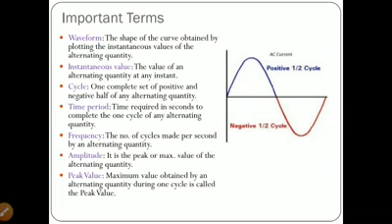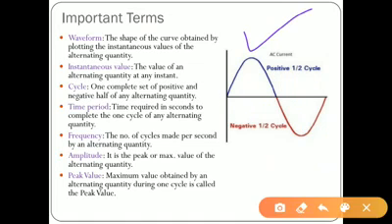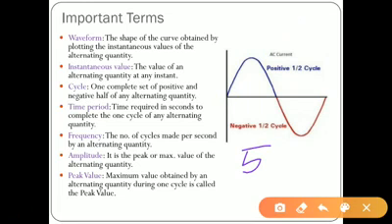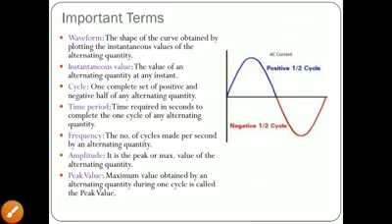Next one is frequency: the number of cycles made per second by an alternating quantity. So this is one cycle, from here to here this is one complete cycle. So the number of cycles made per second by an alternating quantity is called frequency. In India we have a frequency of 50 Hz, meaning in 1 second we have 50 cycles in our AC system.